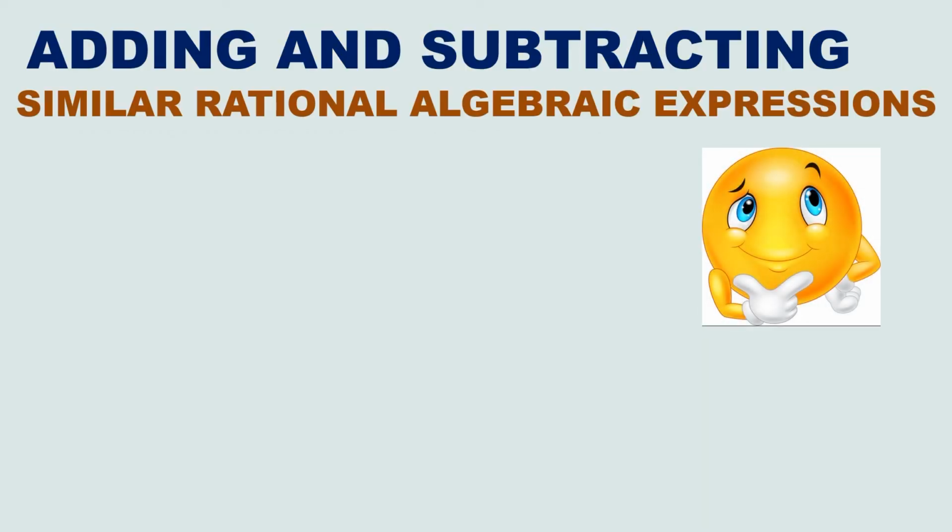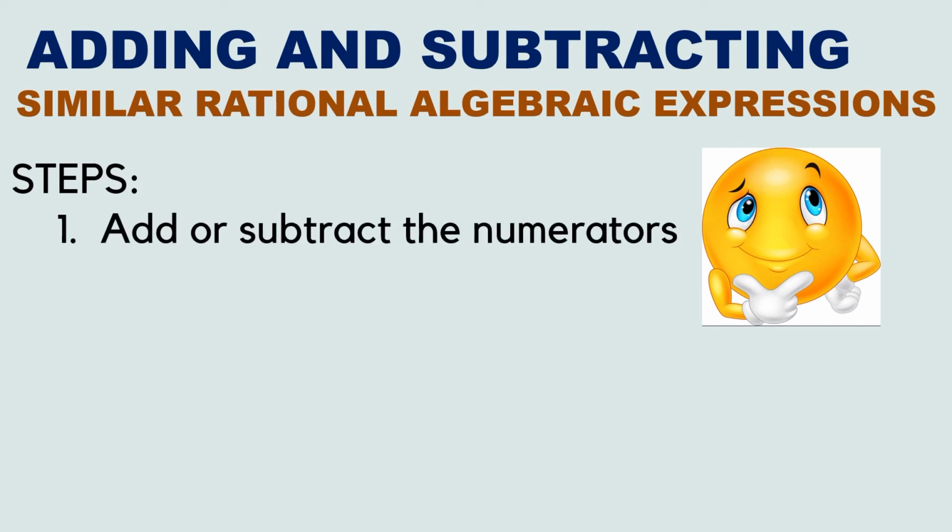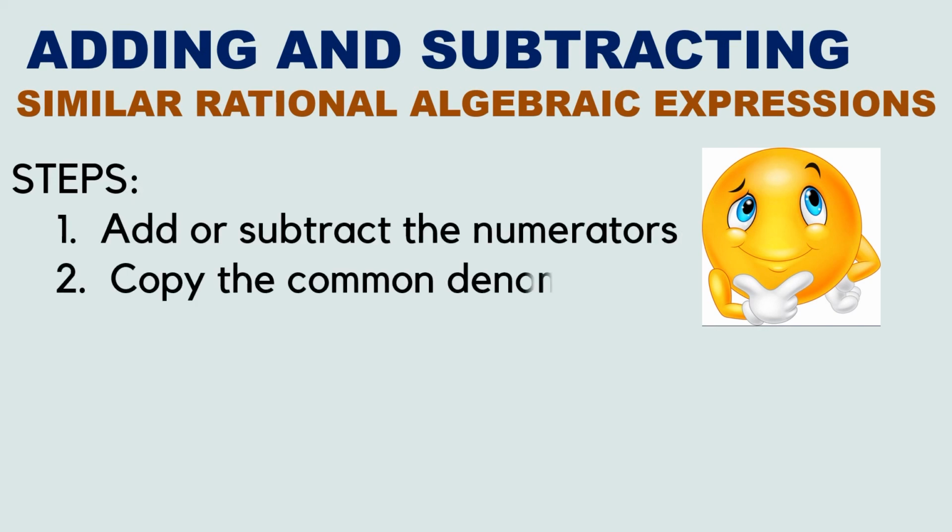How do we add and subtract similar rational algebraic expressions? Here are 3 simple steps. First, add or subtract the numerators. Second, copy the common denominator. And third, simplify the result.